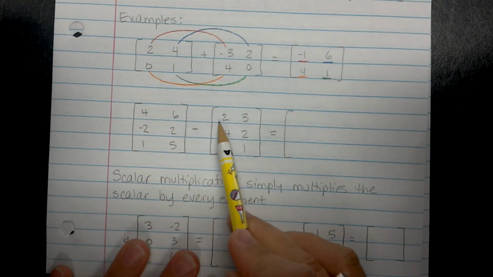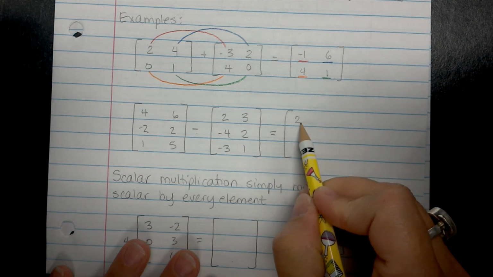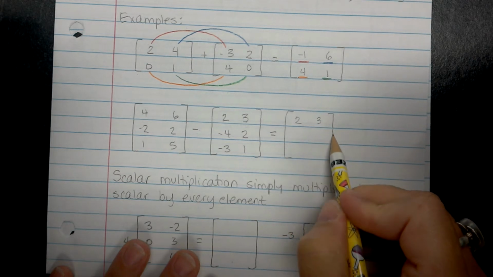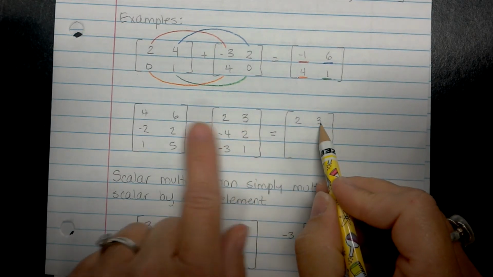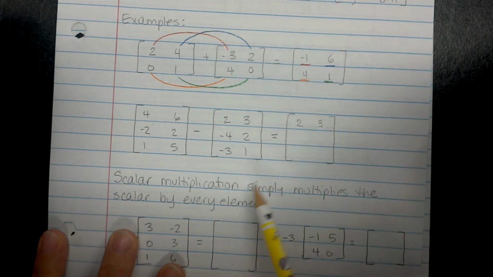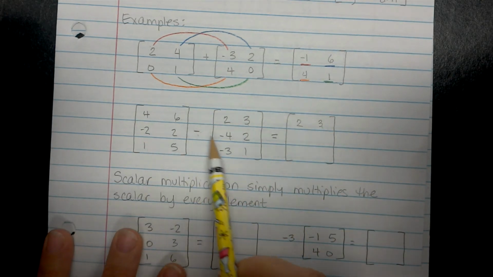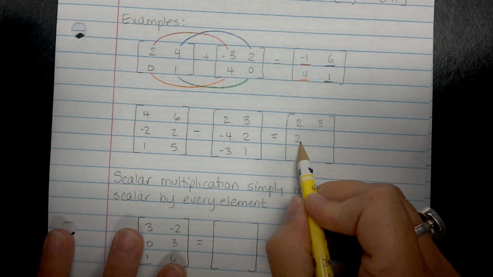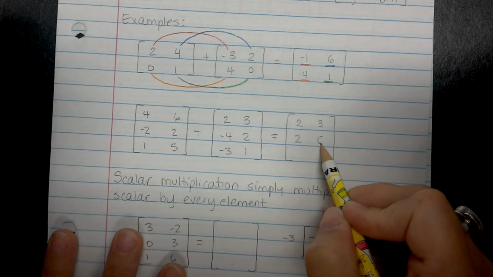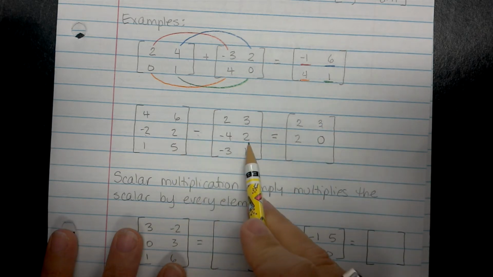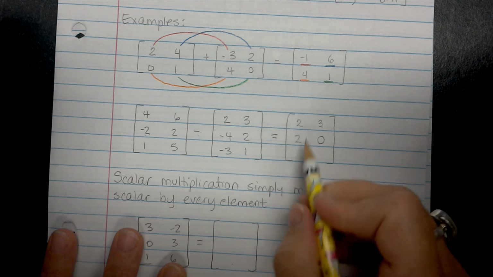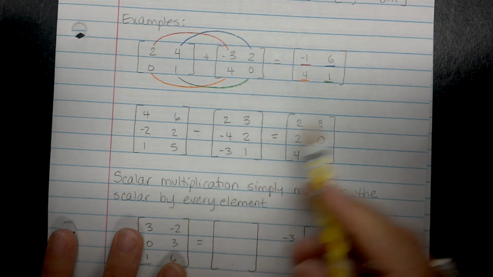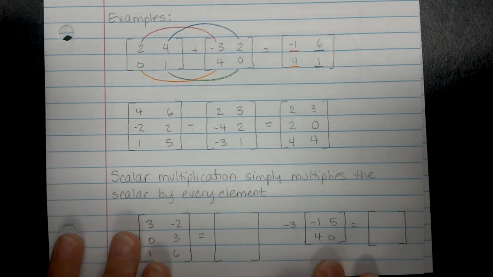4 minus 2 is 2. 6 minus 3 is 3. And again, we're going to put the answer in the same position as the elements that we were using. -2 minus a -4 is the same thing as -2 plus 4. So that's a 2. And then 2 minus 2 is 0. 1 minus a -3, which means 1 plus 3, so that gives you a 4. And a 5 minus 1 is 4. And that would be your final answer.